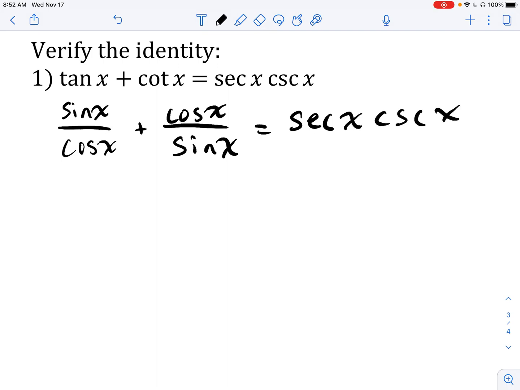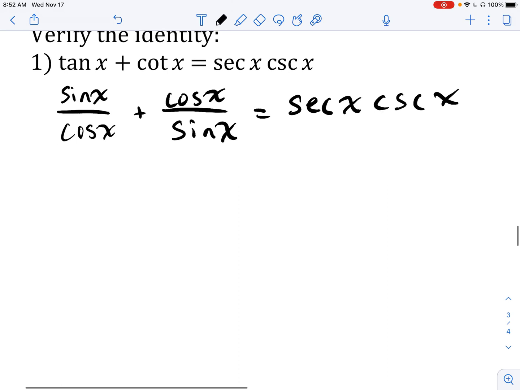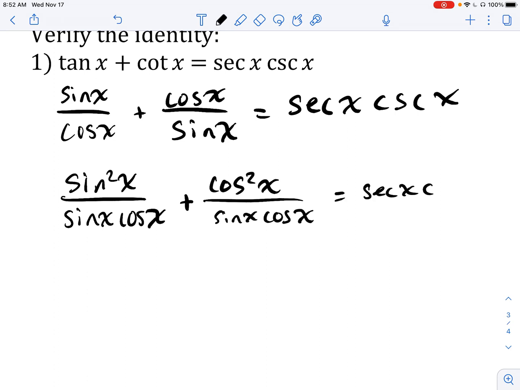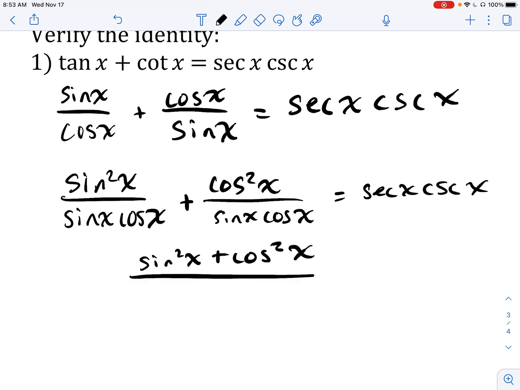which we then, if I want to combine these by multiplying both of these fractions by the other denominator, I've got sine squared x over sine x cosine x. And the second fraction, if I multiply this by cosine over cosine, I've got cosine squared x over sine x cosine x. And by adding up these two fractions, sine squared x plus cosine squared x all over sine x cosine x, all of this is just equal to 1.